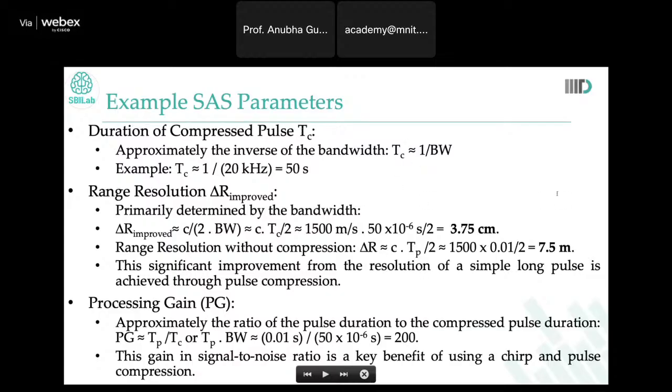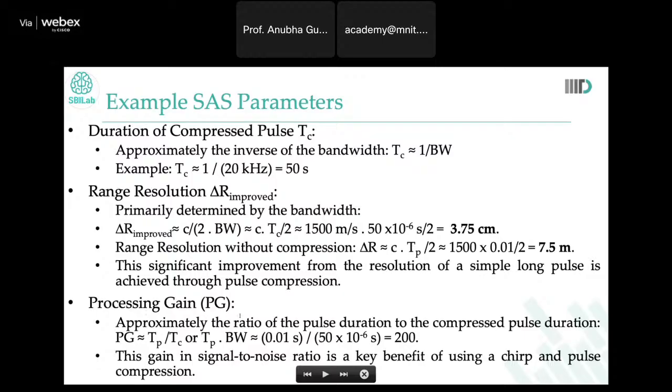Tc is the duration of the compressed pulse. So this is a significant improvement in resolution, but remember that the duration for which this LFM pulse is transmitted is still equal to Tp. But the compressed pulse duration, Tc, is inversely related to the bandwidth of this chirp signal. So that's what is bringing the improvement.